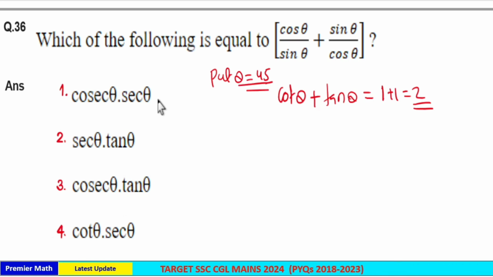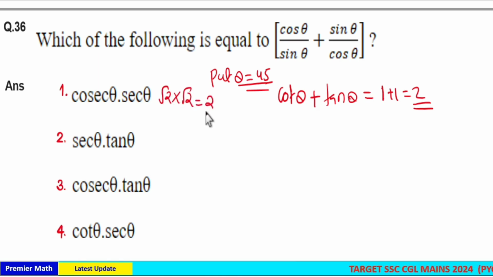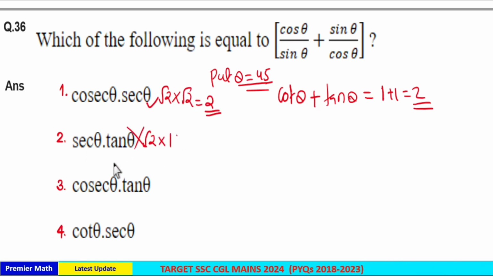Cosec 45 is equal to 1 by sin 45. Sin 45 is 1 by root 2. Then cosec 45 is equal to root 2. Same way, cos 45 is 1 by root 2, so sec 45 is equal to root 2. So, root 2 into root 2 is 2. So, this can be our answer. Let's check sec theta and tan theta. Sec 45 is equal to root 2 and tan 45 is 1. Not our answer.